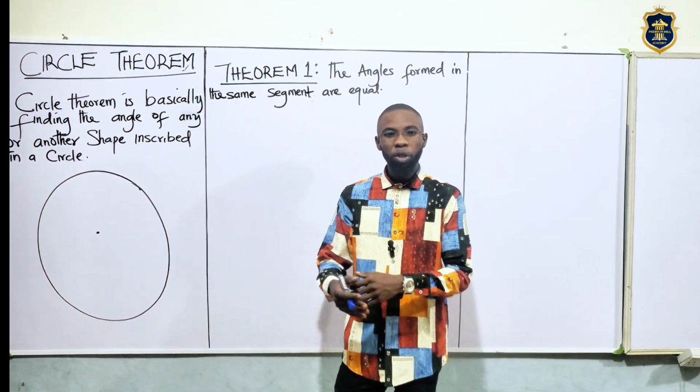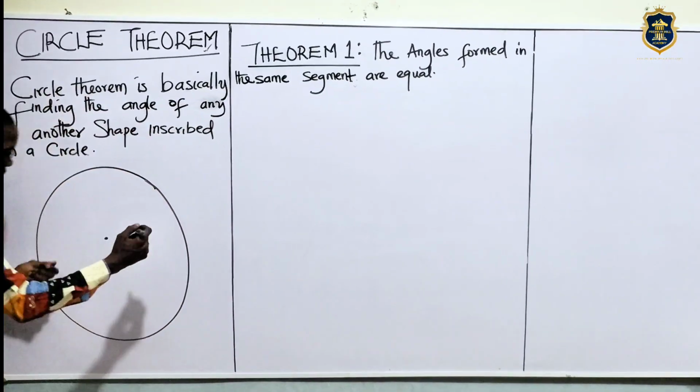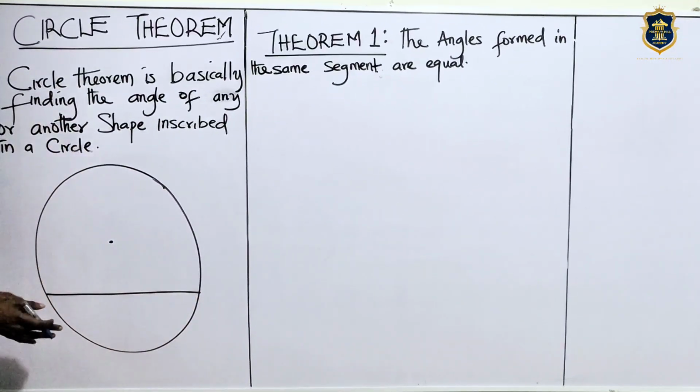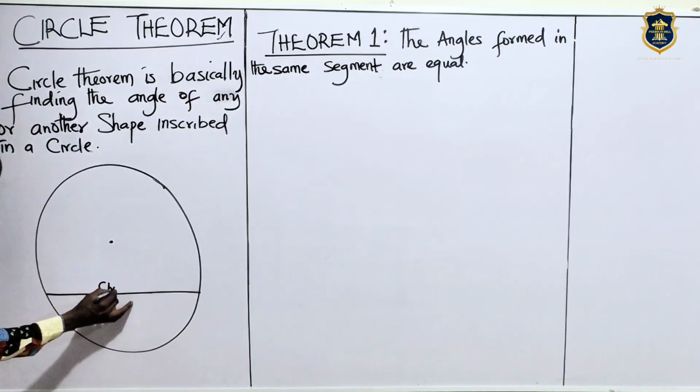Welcome back, guys. Let me show you something about this. Now look at this circle for instance. We said if we draw a line that is not cutting across the midpoint of the circle, we know this to be a chord, right?